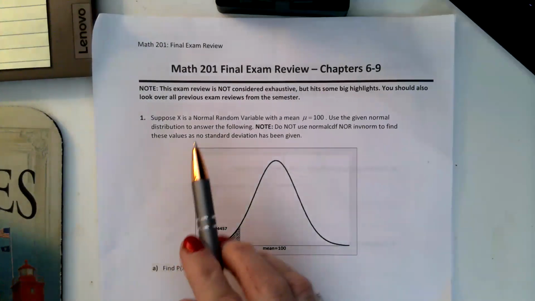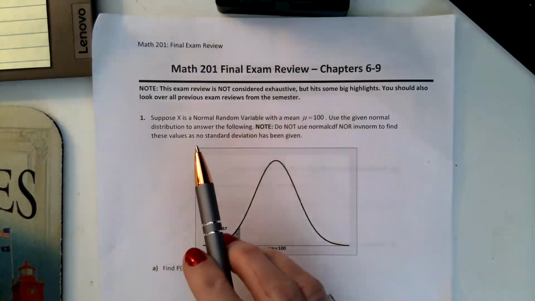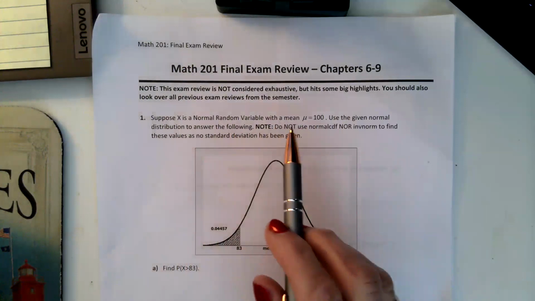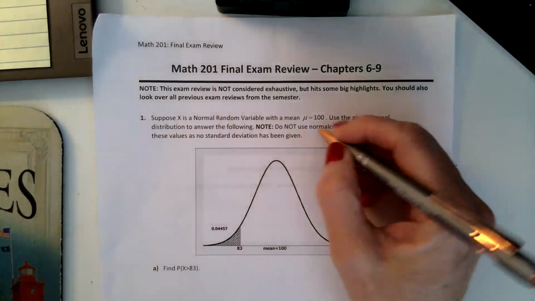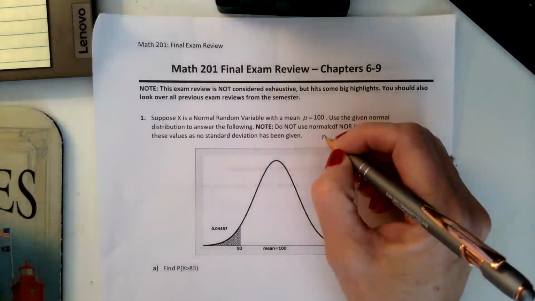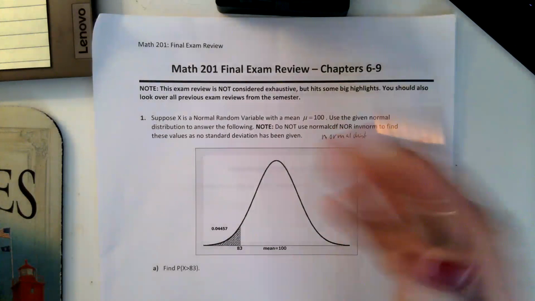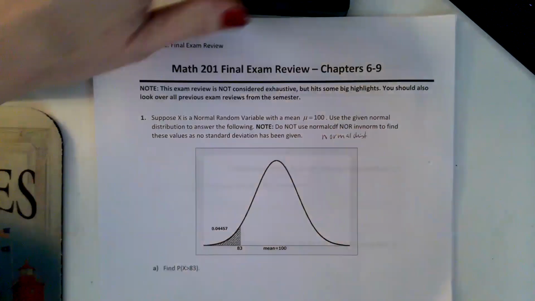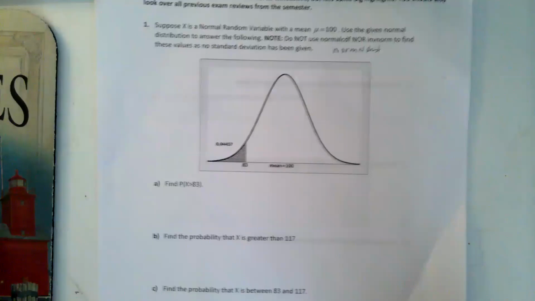Number 1 says, suppose X is a normal random variable with mean 100. Use the given normal distribution to answer the following. Do not use normal CDF or inverse norm. You won't be able to use the normal dist from Desmos because you don't know the standard deviation, okay? So this problem is really just about understanding the concepts of the normal curve.